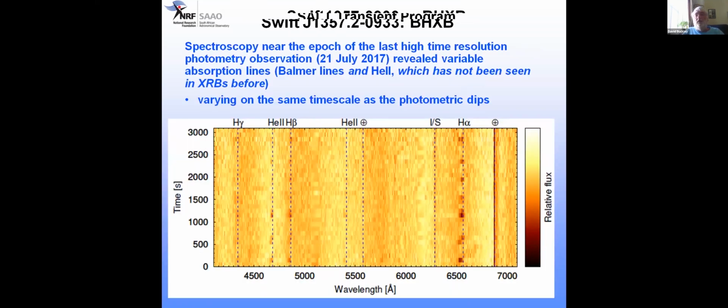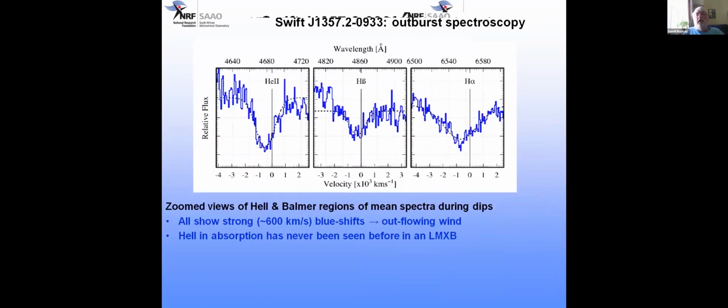But it then was followed up by spectroscopy. And what we noticed was not only does it show dips in the continuum, but it shows absorption line dips in the Balmer lines, and in particular helium-2, which is a totally new discovery of finding helium-2 absorption in a low-mass X-ray binary.